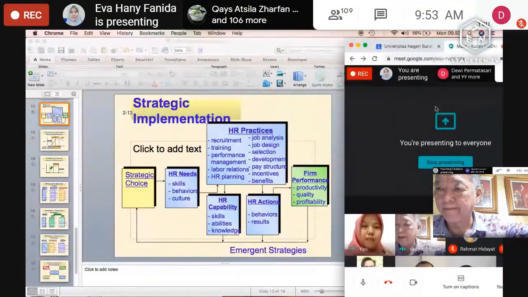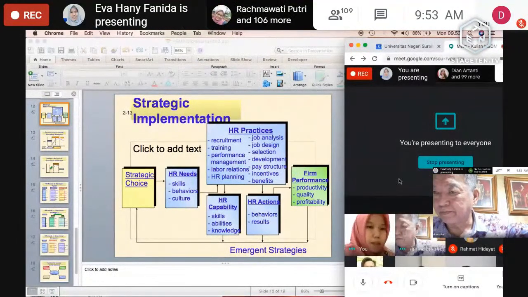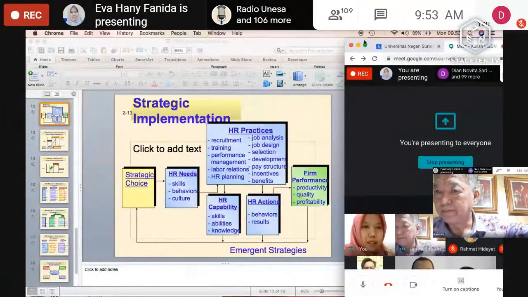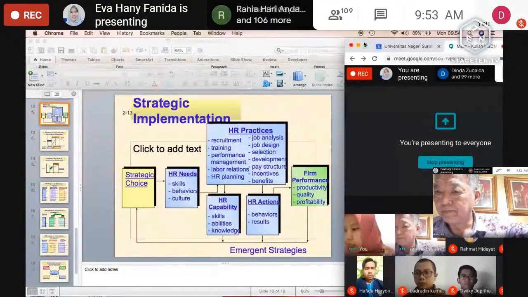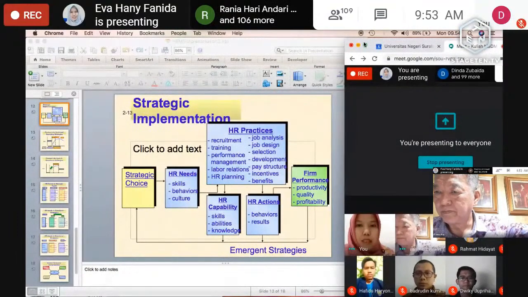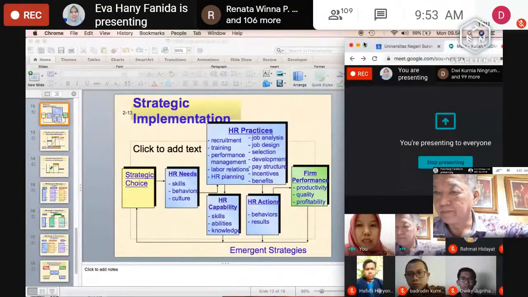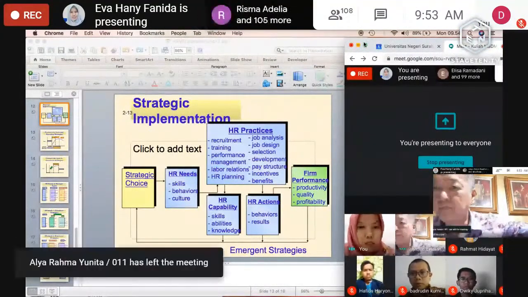Okay. Is it clear, Hafiz? Yes, it depends on the leader and on the organization how to evaluate, because the one who knows the characteristics of the organization is the organization itself.